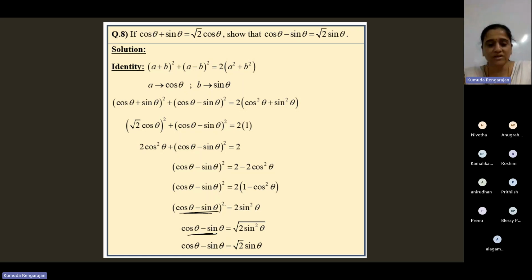So cos theta minus sin theta will be square root of 2 sin square theta. So square root of sin square theta is sin theta, and 2 remains under the square root. The square root of sin square theta is sin theta, so it comes out of the square root as sin theta, but 2 remains under the square root. So we proved that the value of cos theta minus sin theta is root 2 sin theta.